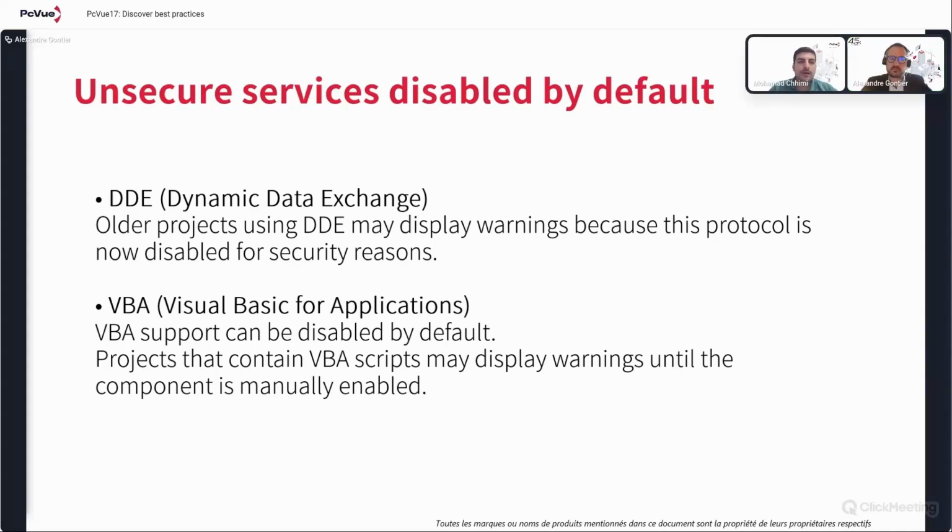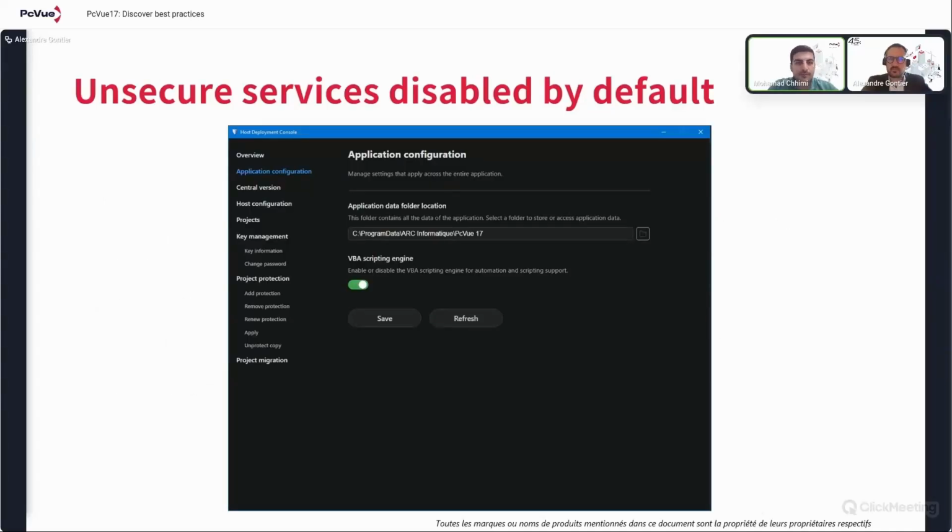And also, before I go to the live demo, I want to present that in the new version of PcVue 17, some unsecure services are disabled by default, like the DDE server and the VBA script engine, which is disabled by default. And we have the possibility to enable it from also the host deployment console.